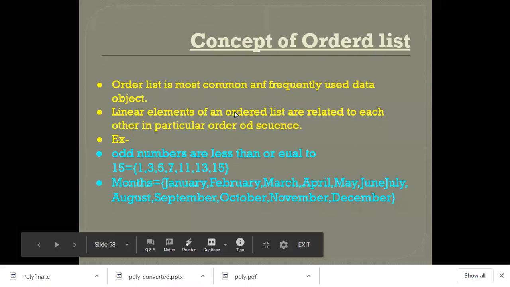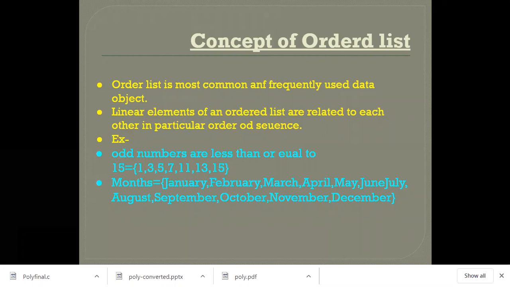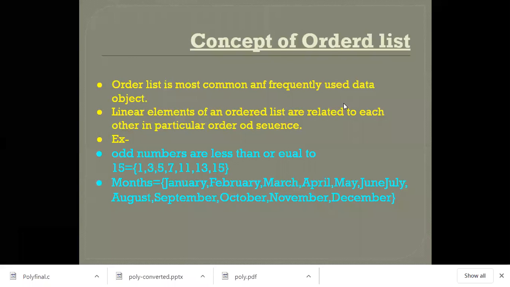Today we are going to focus on the next concept, that is the concept of ordered list. This is one theoretical concept. In it, what exactly does ordered list mean? The ordered list is commonly, frequently used in data objects. So how it is exactly used in data objects, that we need to concentrate on. Just concentrate here.